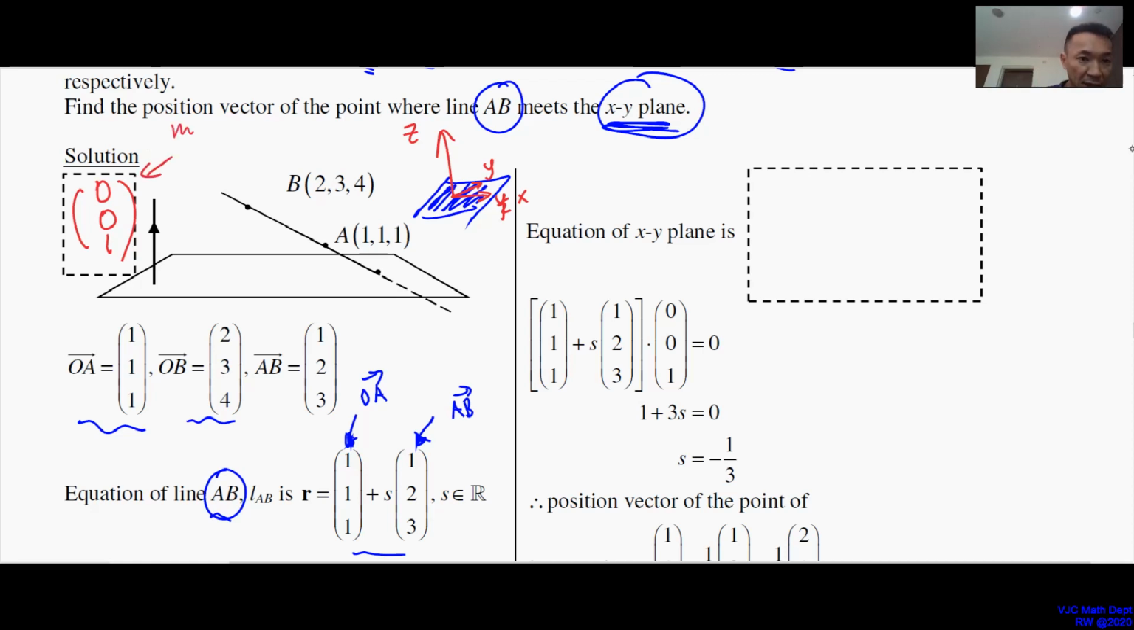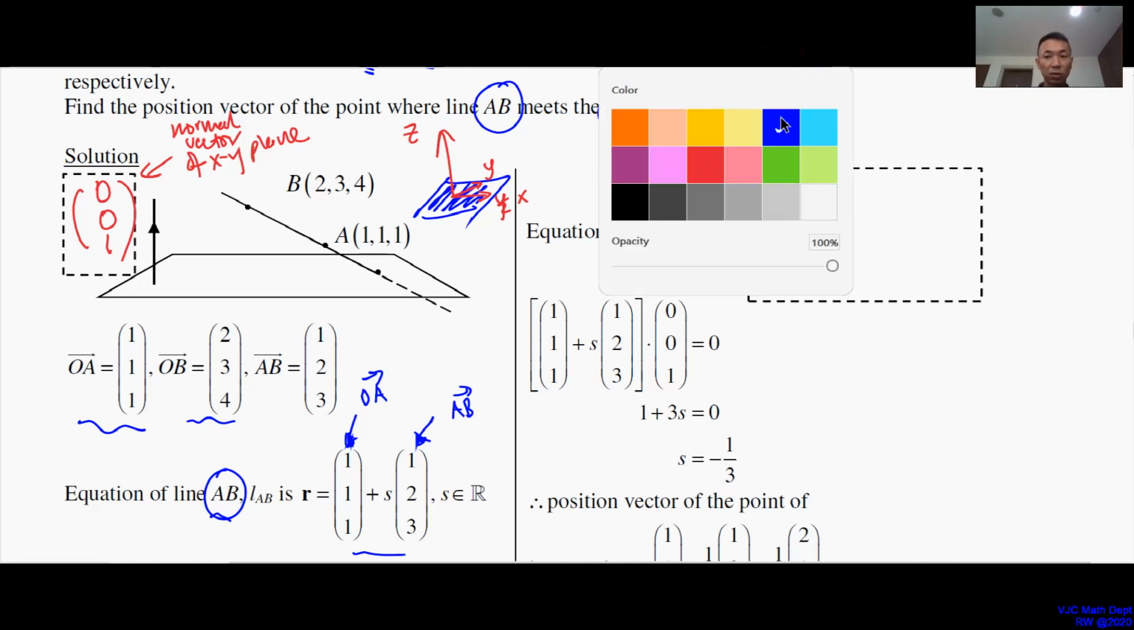This is the normal vector of the xy plane. Now, could you have used (0, 0, 2)? Fine, that's fine as well. You can use (0, 0, 2), (0, 0, 3), (0, 0, 10), it needn't matter. But of course, we use a more convenient number, (0, 0, 1).